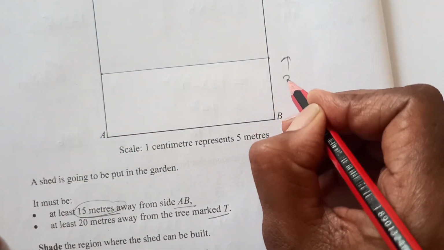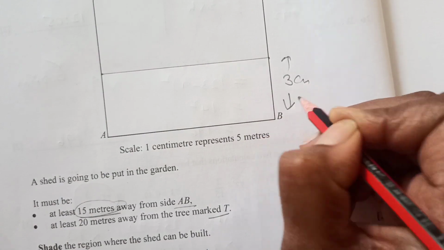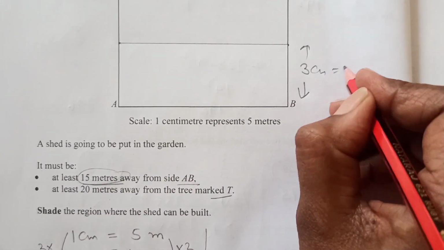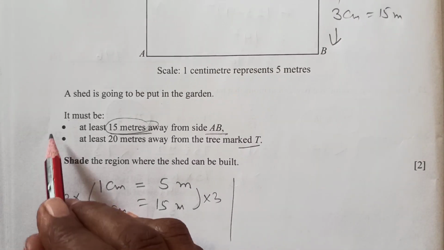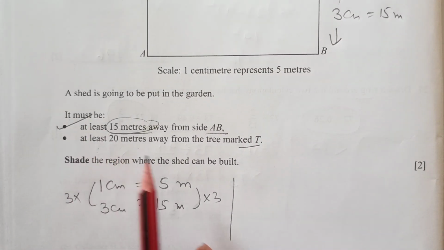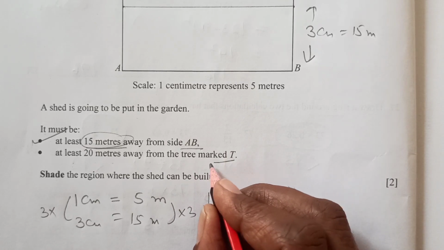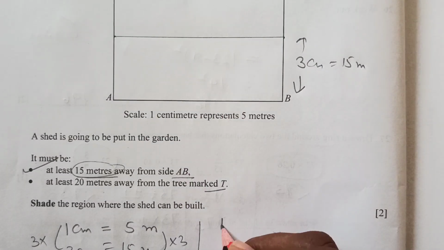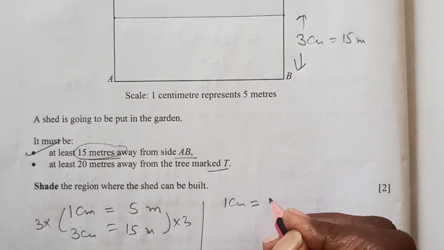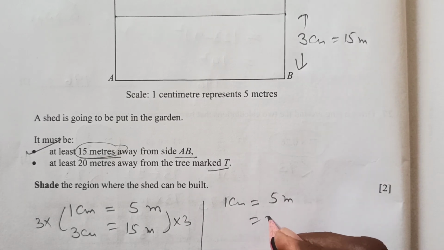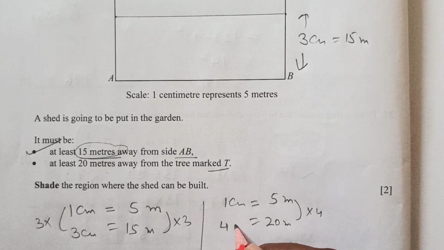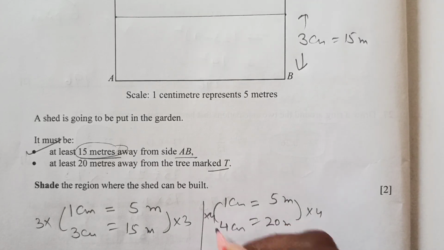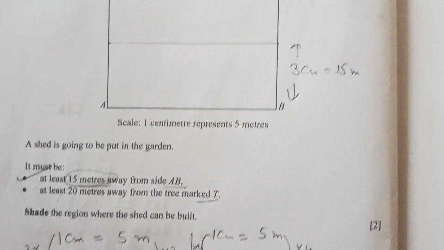So this one is 3 centimeters. That means 15 meters away from AB, right? Then this one is done at least 20 meters away from the tree marked T. So first of all, let's see, 1 centimeter is equal to 5 meters, and how much is 20 meters? This is times 4, right? So here will also be times 4, that is 4 centimeters from T.